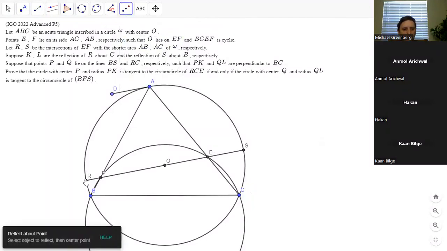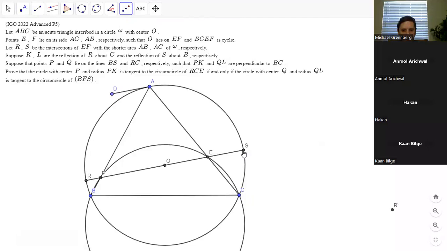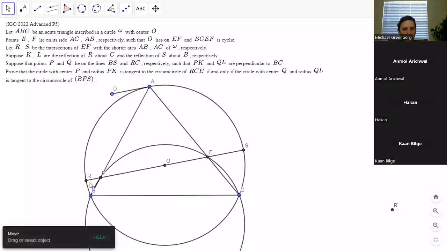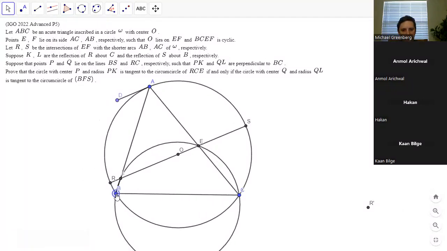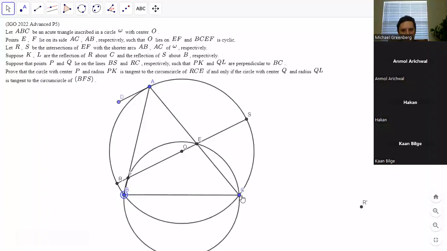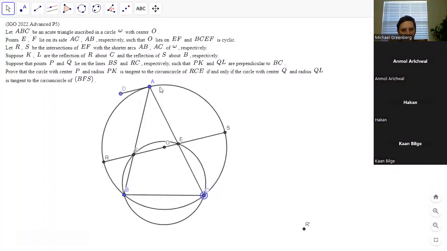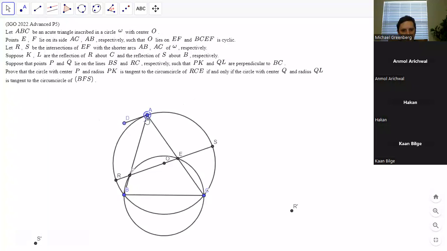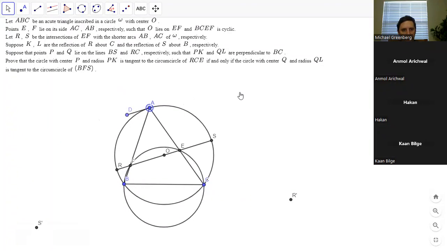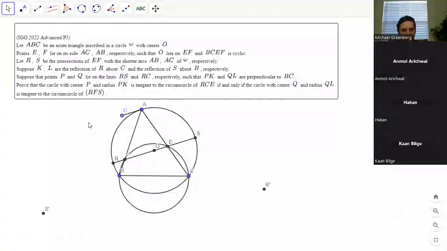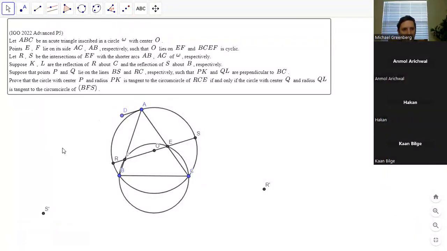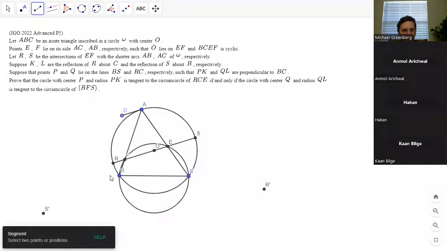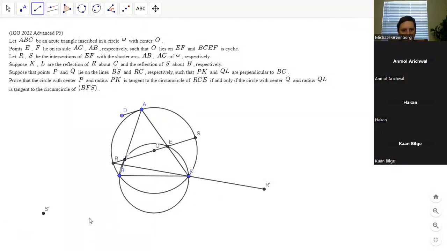So those are kind of far away, right? So I might want to shrink the diagram a little bit. Reflect R about C, S about B. So like this. Have that right?